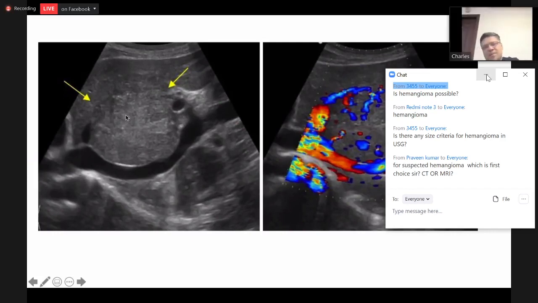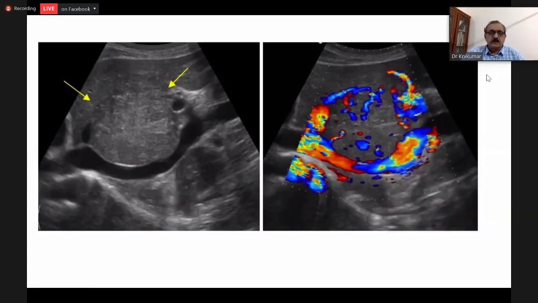Yeah, call it hyperechoic in the ultrasound scan. Okay, yeah. Continue, please, Dr. Charles. Yeah. You can see that the lesion is indenting the portal vein, and you can see the vessels going into the lesion.